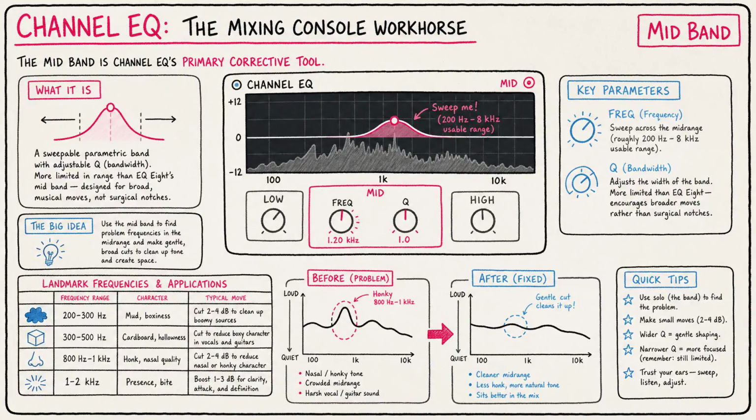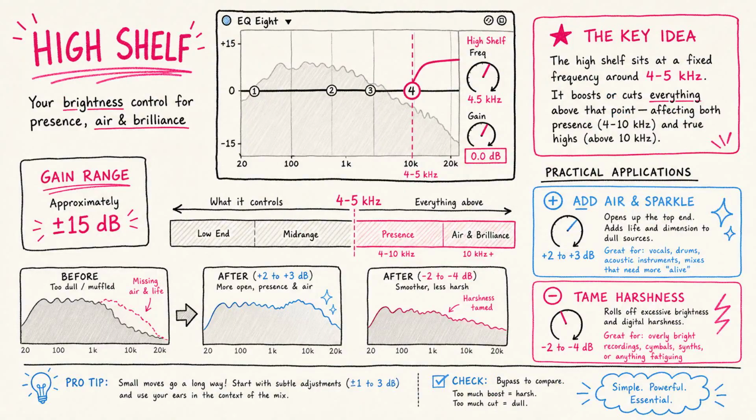Then cut at that frequency. Or simply make a broad presence boost in the 2 to 4 kHz range if a source needs more clarity. The limited Q range prevents you from making extremely narrow cuts. If you need a surgical notch to remove a specific resonance, that's EQ8 territory. The high shelf operates at a fixed frequency around 4 to 5 kHz, controlling everything from upper presence through air and brilliance. This is your brightness control, simple and effective for broad tonal shaping.